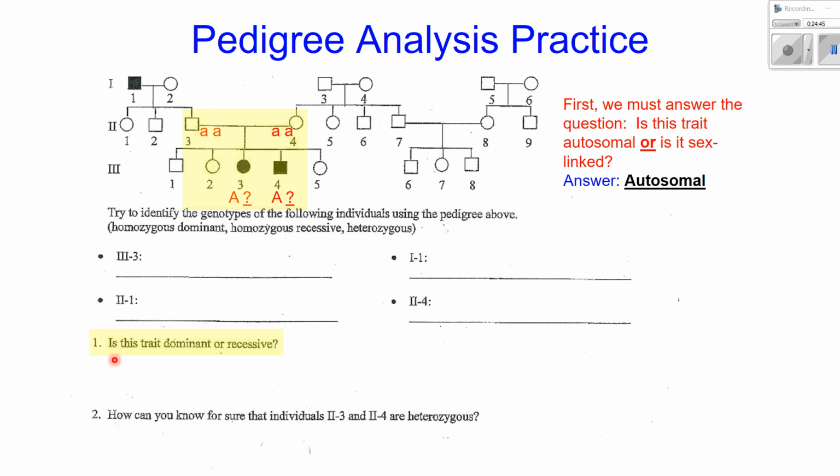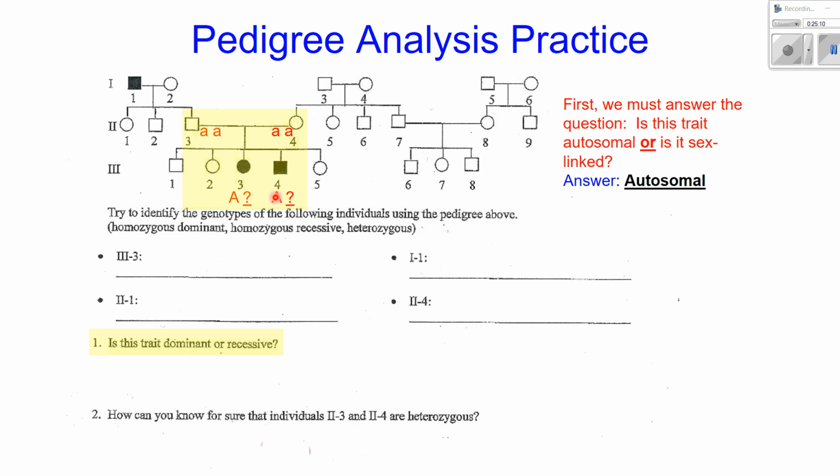So let's just see if it could possibly be dominant. Could it be that everyone who is shaded in has at least one copy of a dominant allele? I'm just using A, the letter A, as an example. But could it be that this person is shaded in because they have a big A?